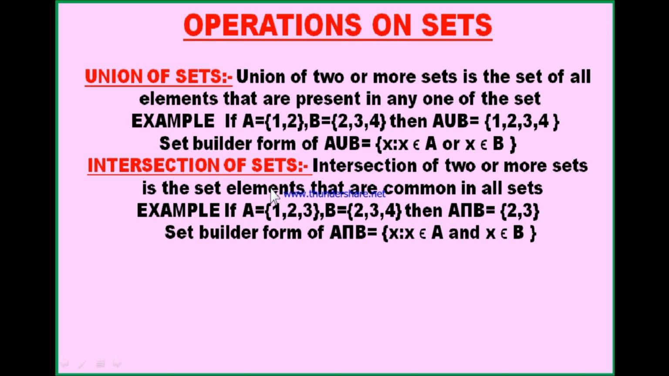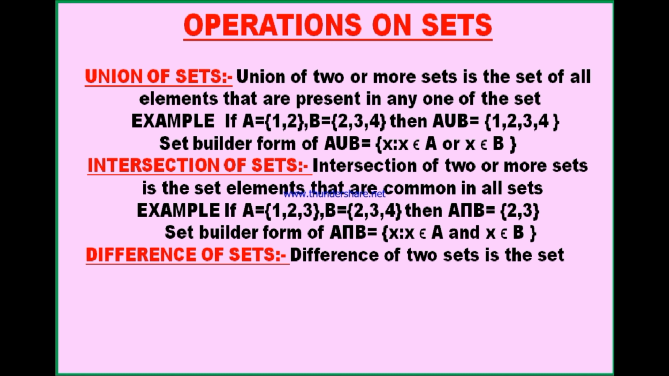I shall repeat. If we list out all the common elements, then it is intersection of sets. If we write all the elements of the first set as well as the second set, then it is union of sets. That is the difference between union of the sets and intersection of sets. And the next operation is the difference of sets.